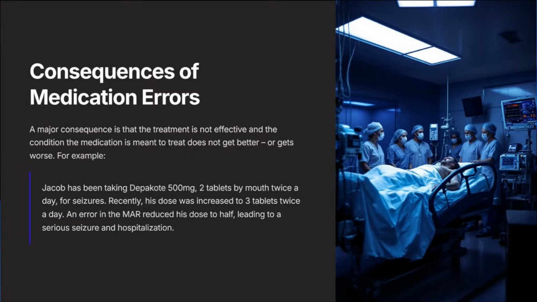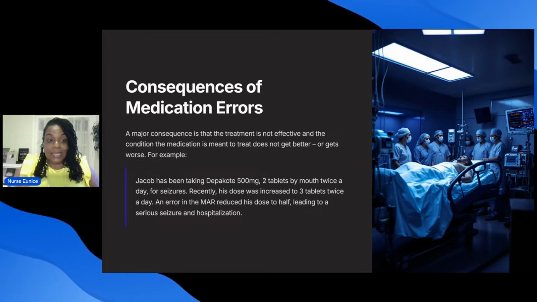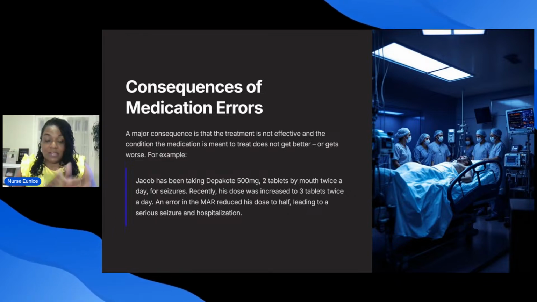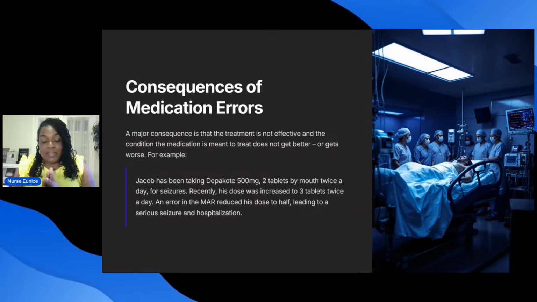For example, Jacob has been taking Depakote 500 milligrams, 2 tablets by mouth twice a day for seizures. Recently, his dose was increased to 3 tablets twice per day. An error in the MAR reduced his dose to half, leading to a serious seizure and a prolonged hospitalization. He ended up aspirating, you all. So when he seized, he vomited. Some of the vomitus went into his lungs. He ended up being intubated and in the hospital for 3 months, including a rehabilitation period, all because of a medication error. He did not have to have that seizure.